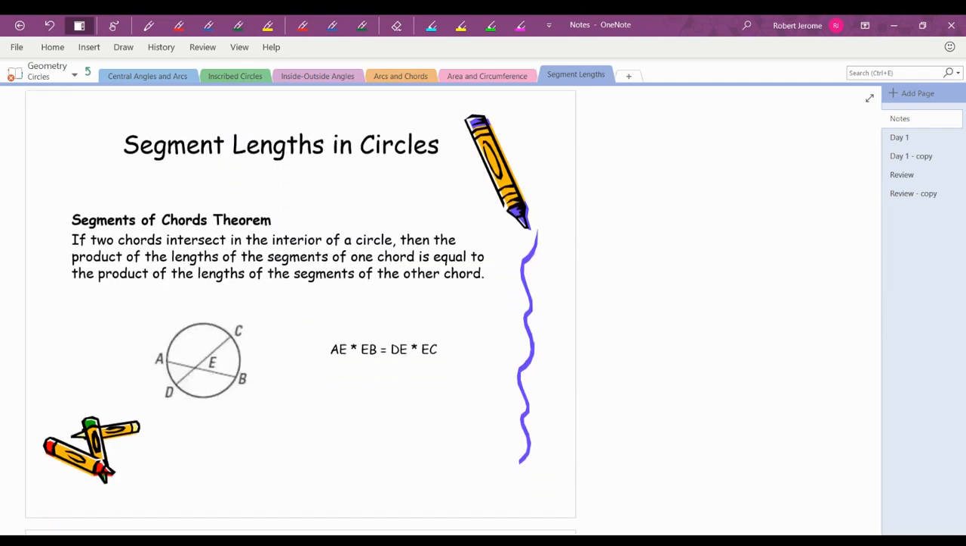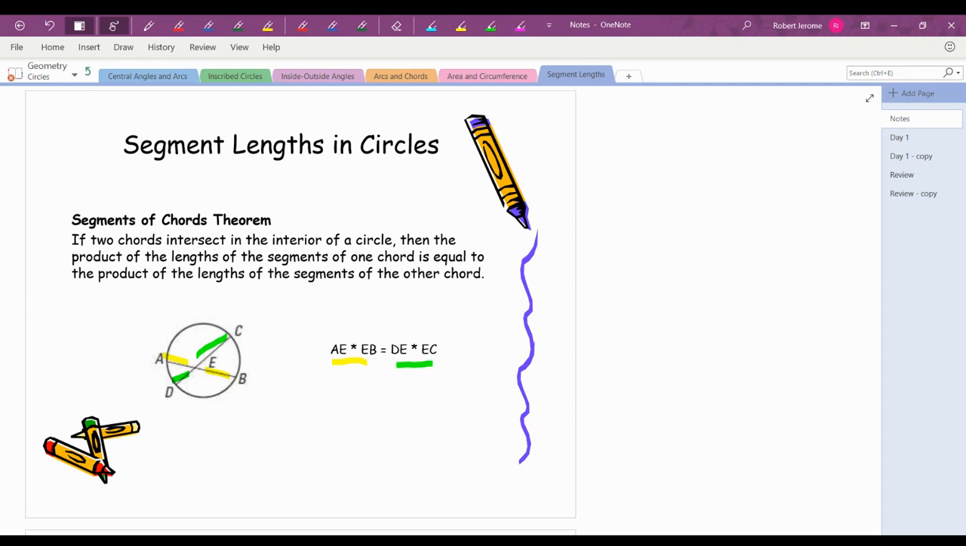So this is all about the parts that we're working with. So here we're working with two chords. So notice that the two chords were both split into two smaller parts. Now we're not saying bisected, but they are split into two smaller parts. So for example, we have the part labeled AE and the part EB. Well, notice in the formula, we're just going to multiply those together. And we're going to do the same thing for the others, DE and EC. We're going to multiply those together.